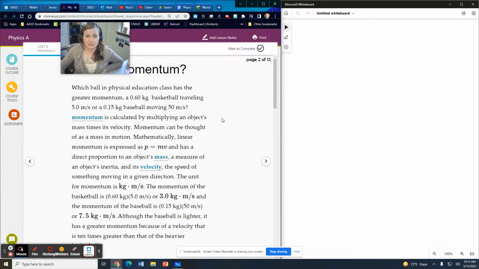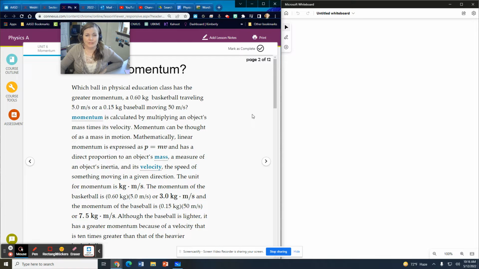I'm going to do a little bit of reading here from the lesson too. This part in the first slide is talking about different balls and which one has a greater momentum. It's comparing a basketball to a baseball. Our basketball is 0.6 kilograms traveling at 5 meters per second, and our baseball is only 0.15 kilograms, but it's moving faster at 50 meters per second. It asks you to calculate which one has more momentum.